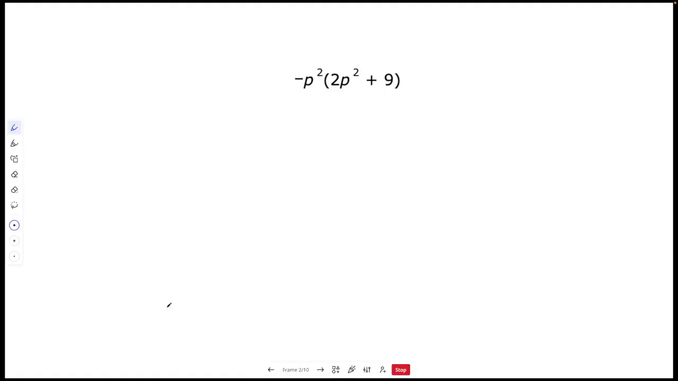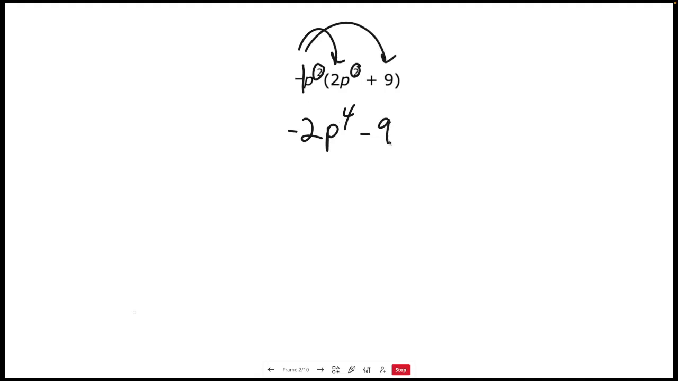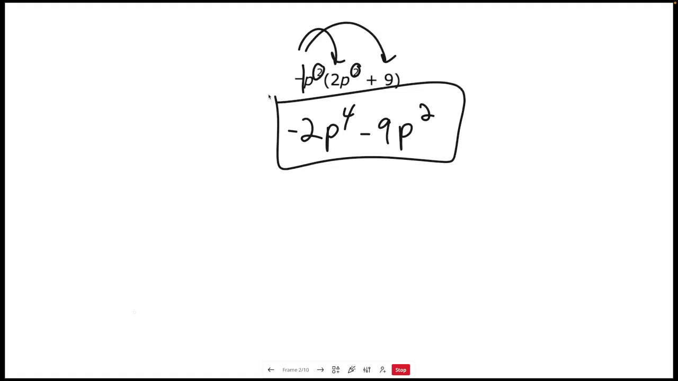All right, so for this first problem, it's just sort of the distributive property, right? Remember, there's an invisible -1 here. So we do -1 times 2 is -2. And remember, we add these exponents. So now we're going to get p to the fourth. And then we do it over here. So we would get -9p to the second power. And this is our final answer.